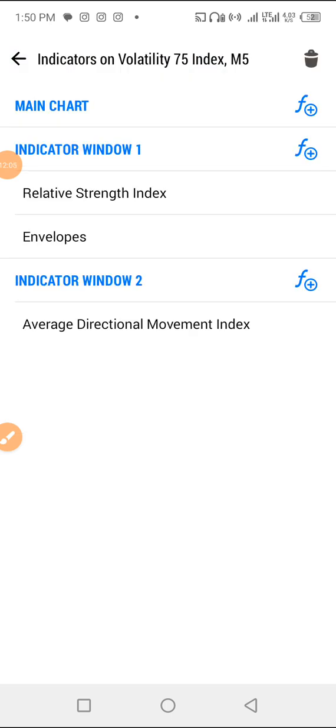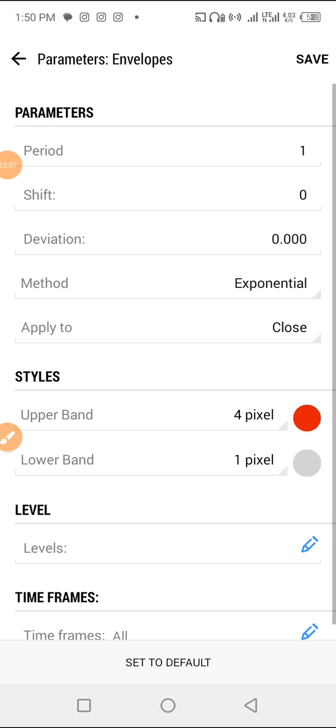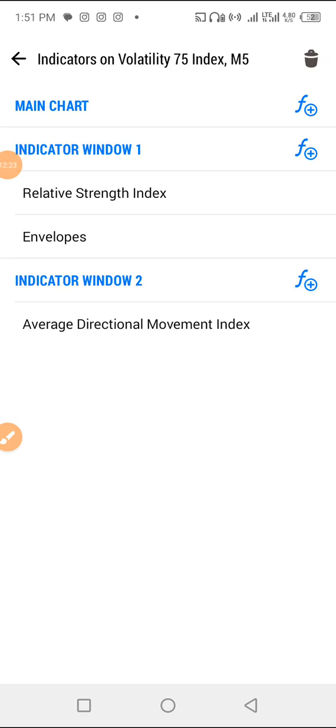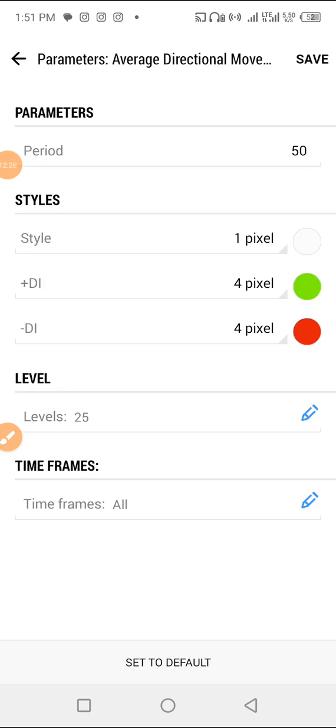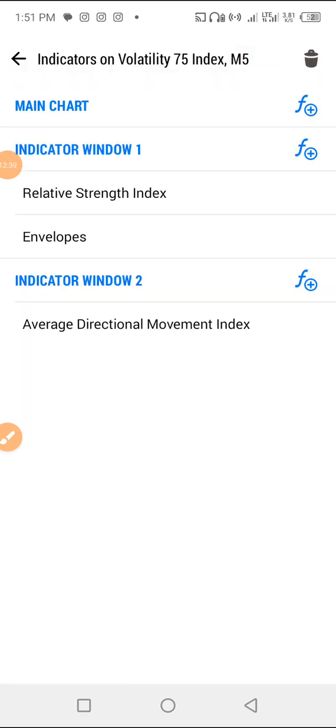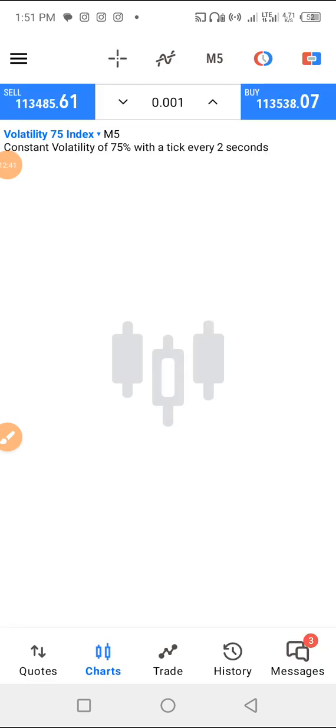Now the second indicator you're going to add to your RSI window is the envelope. Just make it period 1, shift 0, deviation 0.00, method exponential. All we need is the upper band, nothing more. Then you click save. Now for your ADX, that means the average directional movement index, you just add the level 4. The positive DI is green, negative DI is red. Then for the level, add only level 25. Then the period should be 50. Once you are done, you click save as well.